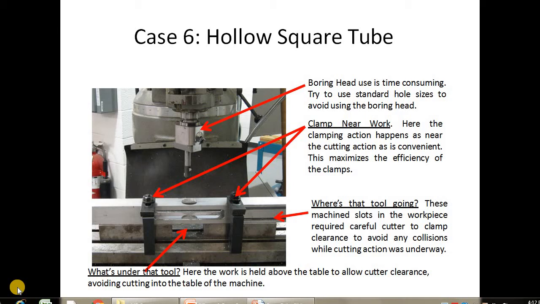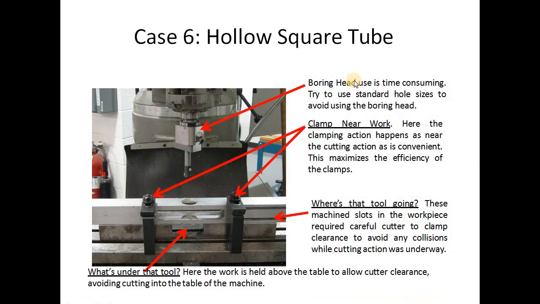Last lecture we dealt with the various work holding devices and their important characteristics. In this lecture we will deal with the remaining work holding devices and their aspects. Here the case is a hollow square tube.